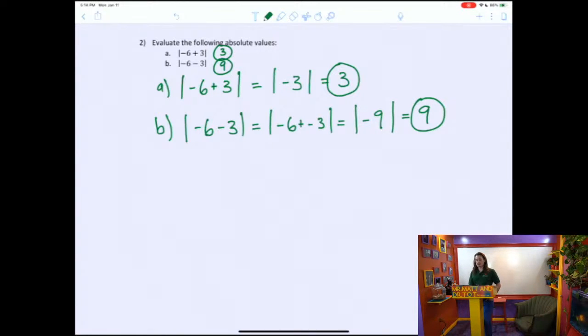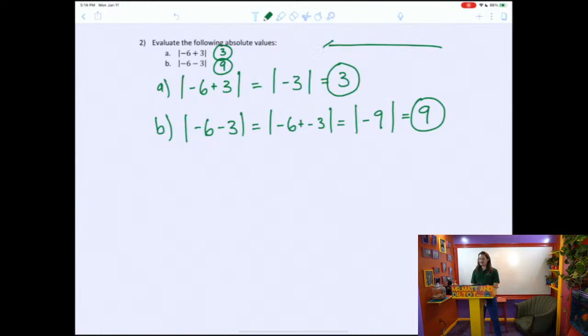The absolute value of -3 is +3 because -3 is 3 units to the left of 0. So if it's helpful, then you can think of it on a number line. If 0 is here, then -3 is going to be 3 units to the left. So the absolute value of -3 is +3.